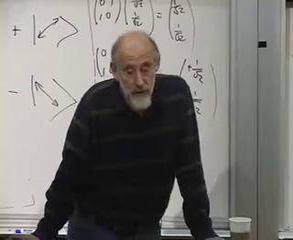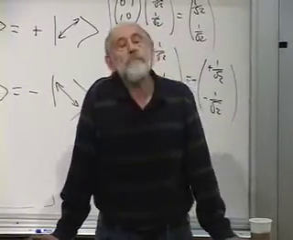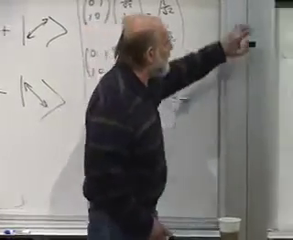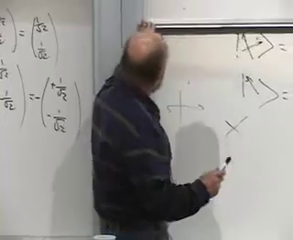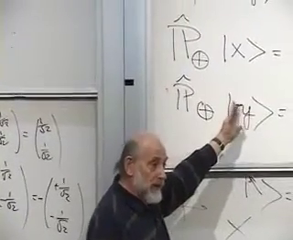Whoa, wait a minute. Let's use language correctly. The things that you can get, the answers you can get, are the eigenvalues. The possible answers you can get are the eigenvalues. You don't square the eigenvalues to get probabilities.